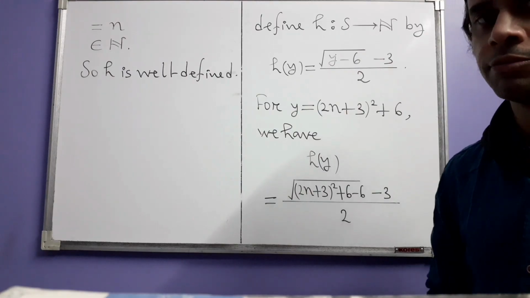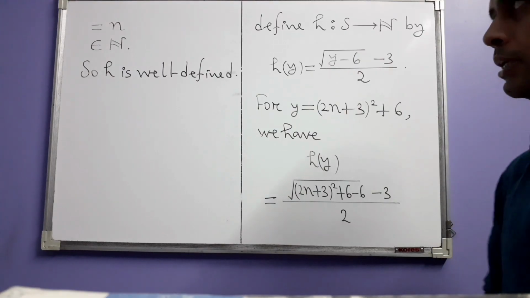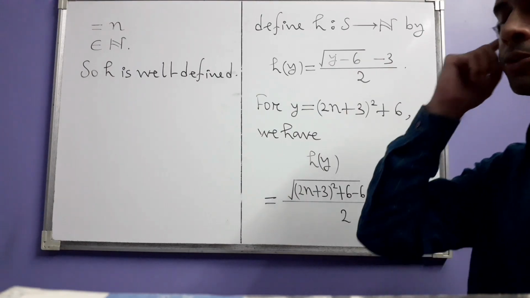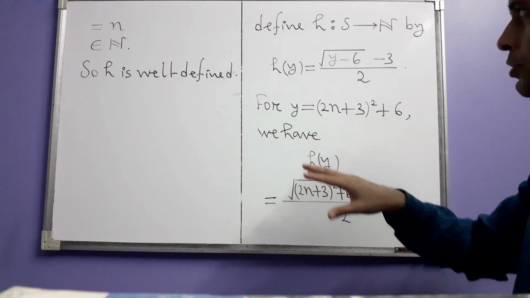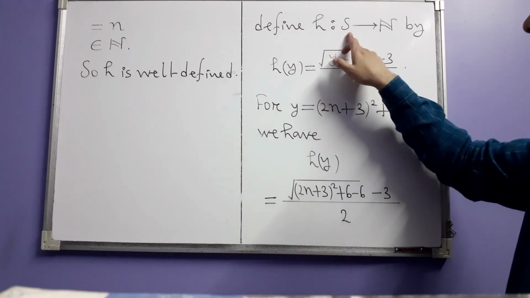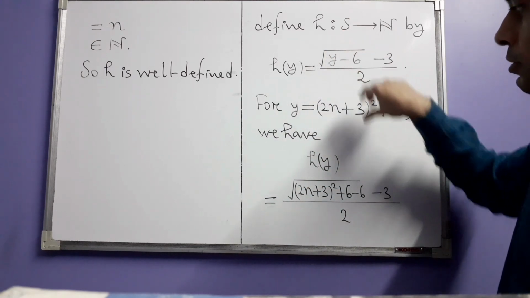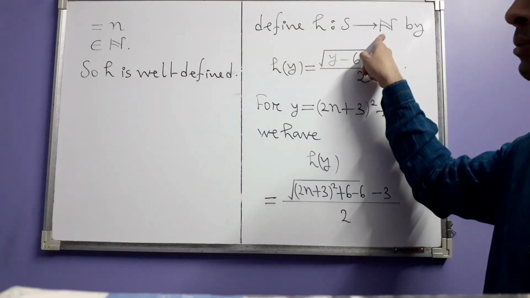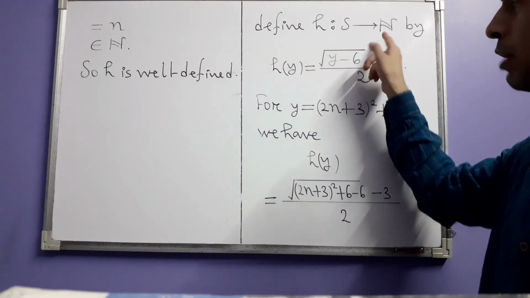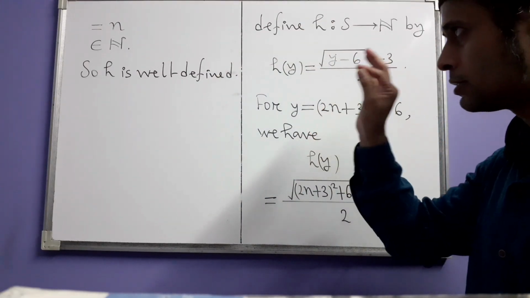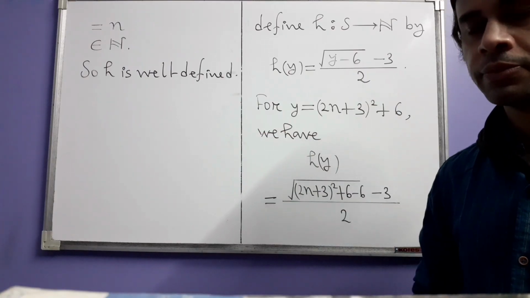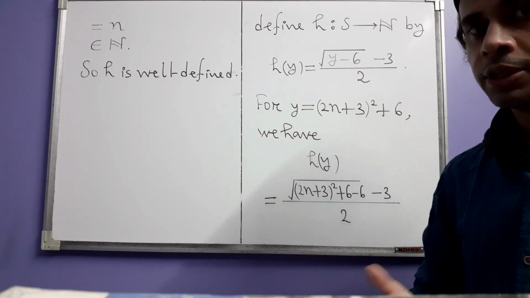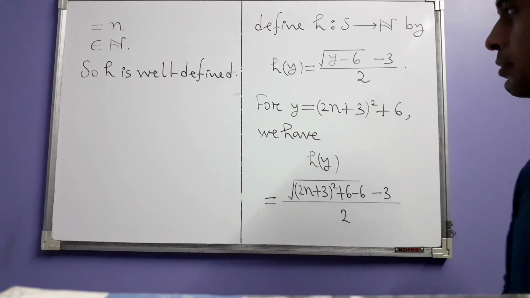But is it enough to say that h is well defined? Actually, there is one more thing. We have shown that for any y in S, the output is inside N. Okay, but what is the guarantee that that is the only output? Are we not going to get something else?